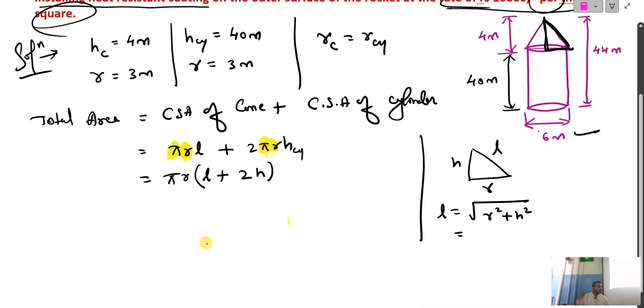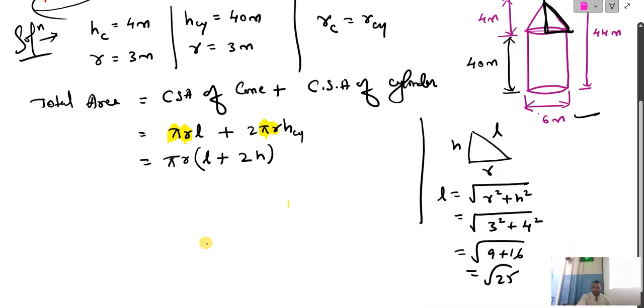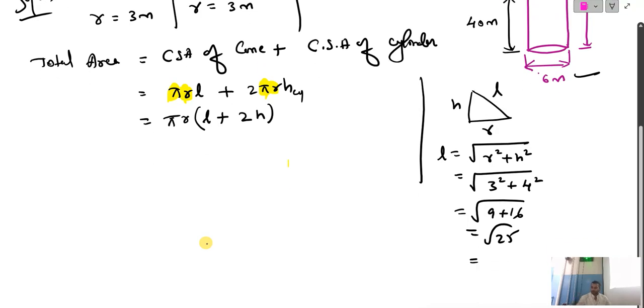L equals root of R square plus H square. So radius is 3, height of cone is 4. 3 square is 9, 4 square is 16. That's nothing but 25. So what is root 25 here? That is 5. So L is 5 meters. We got all the values.